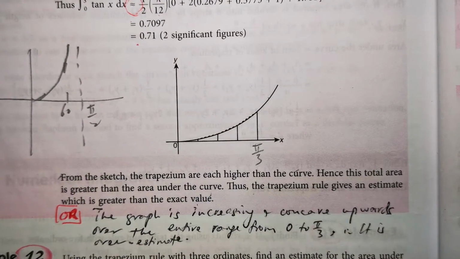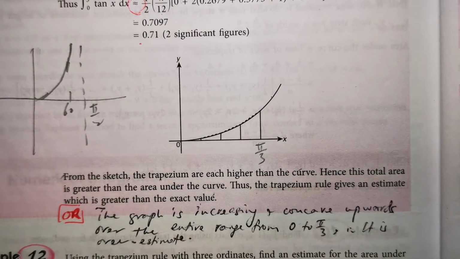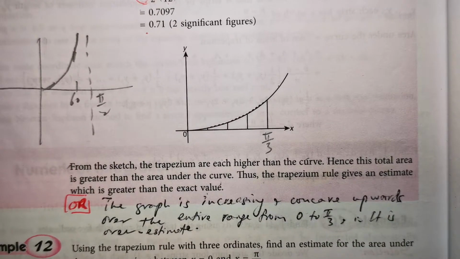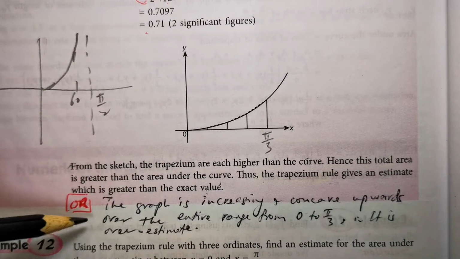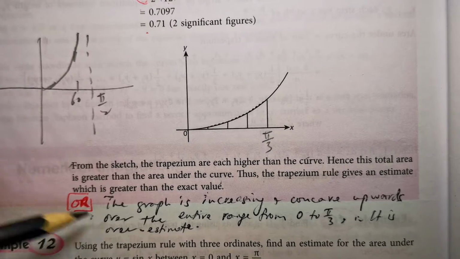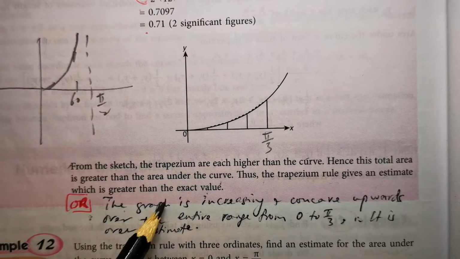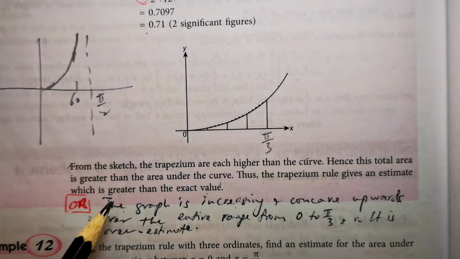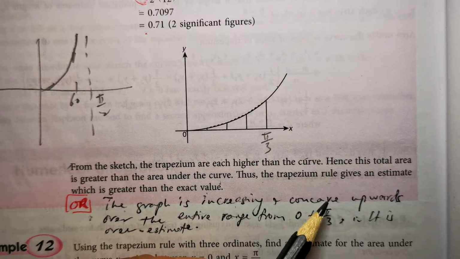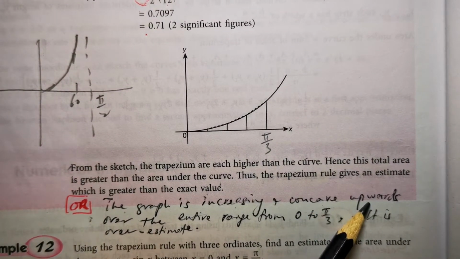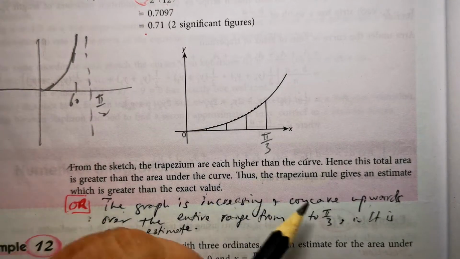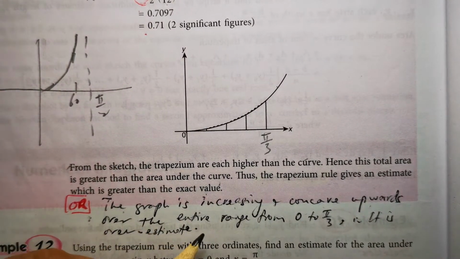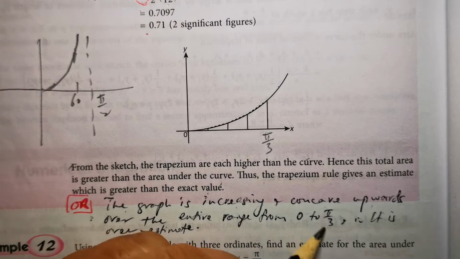Another way we can write is to talk about concavity. We use the reason of concavity, and this is the reason that we use more often. You can write like this: the graph is increasing. But it doesn't matter whether it increases or decreases. The most important thing is concave upwards. So this graph is concave upwards over the entire range from 0 to pi over 3.